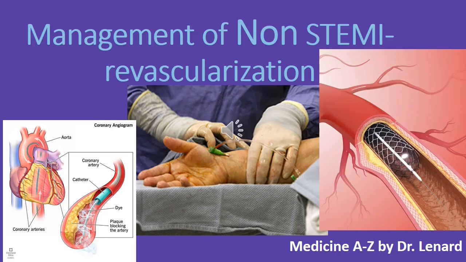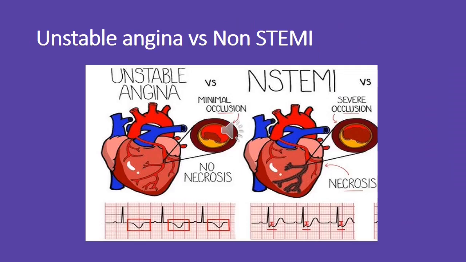Today we are going to discuss management of non-STEMI MI, unstable angina versus non-STEMI MI. What is the difference? In unstable angina, as you can see in this picture, there is a minimal occlusion of the coronary arteries which gives rise to ischemia of a certain part of the muscle. Whereas in non-STEMI MI, there is a severe occlusion of the coronary arteries which gives rise to necrosis and ultimately ST depression in the ECG.